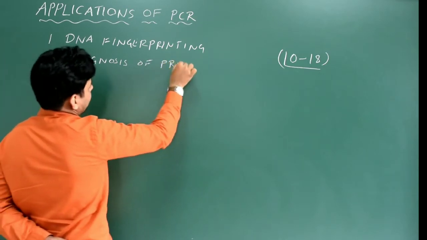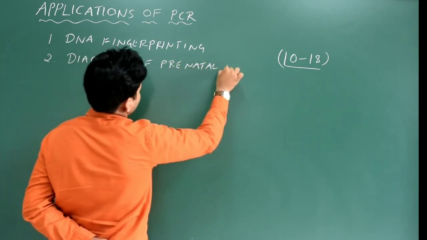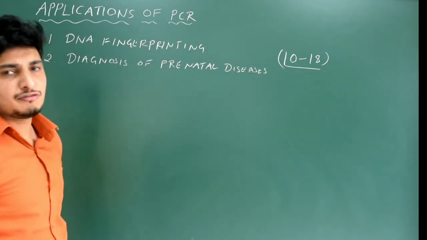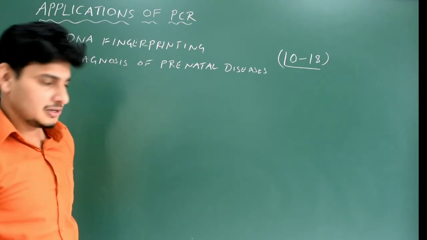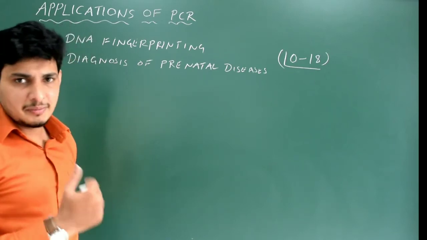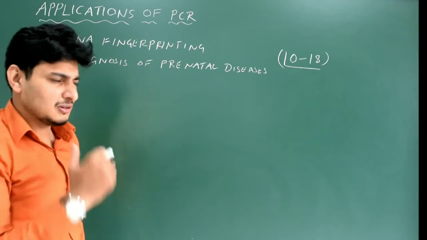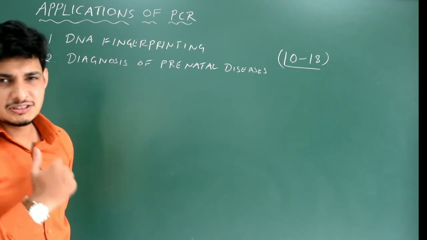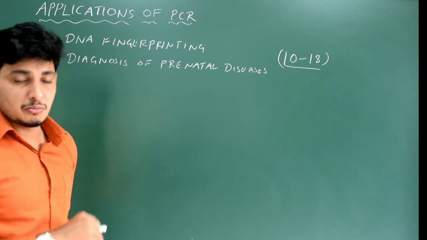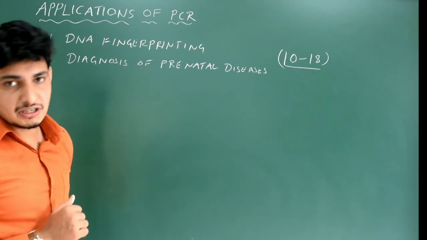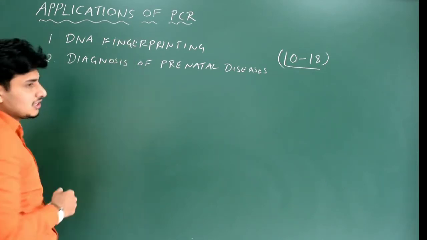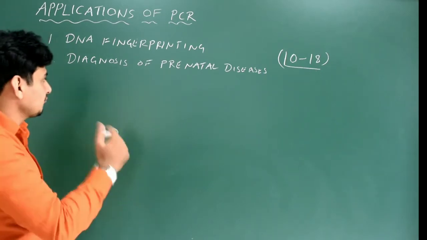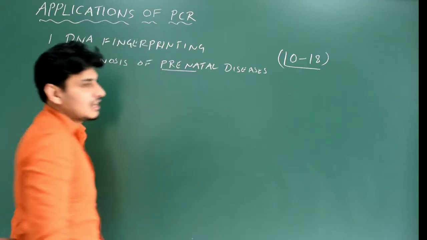The next is in the diagnosis of prenatal diseases or disorders, particularly genetic diseases. Prenatal in the sense before the birth of the baby, during the gestation period. If the parents feel that the developing baby is having a type of genetic disease, or they have that doubt whether the baby has got a genetic disease or not, maybe because they are suffering from a specific genetic disease, then they can go for this technique, that is PCR. This is the application of PCR in a different field, that is prenatal disease diagnosis.